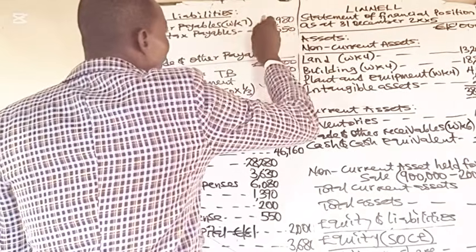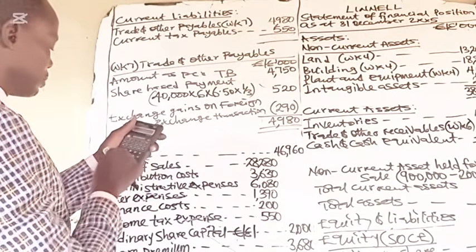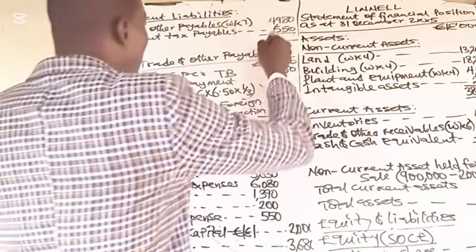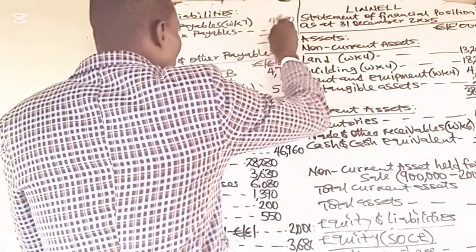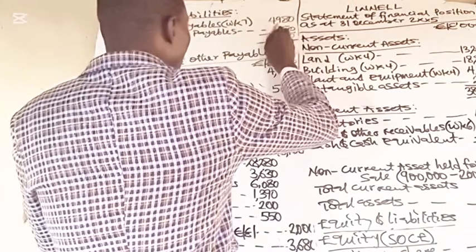If you add this to the 550, the current liabilities total is 5530. That is our current liabilities.